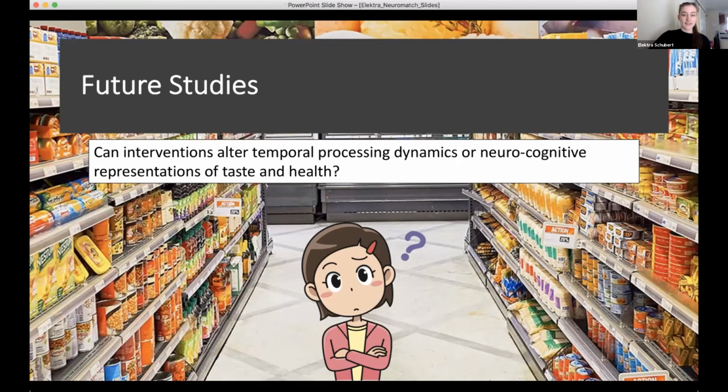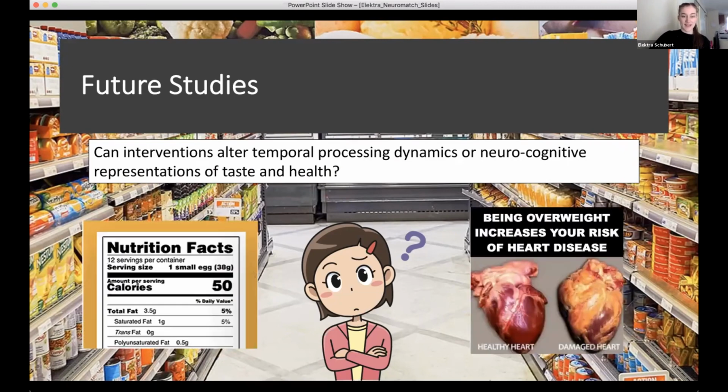So for future studies, we might use these results to determine whether interventions might alter either these temporal processing dynamics or the strength of these representations of taste and health, such as nutrition labeling or health warning labels.